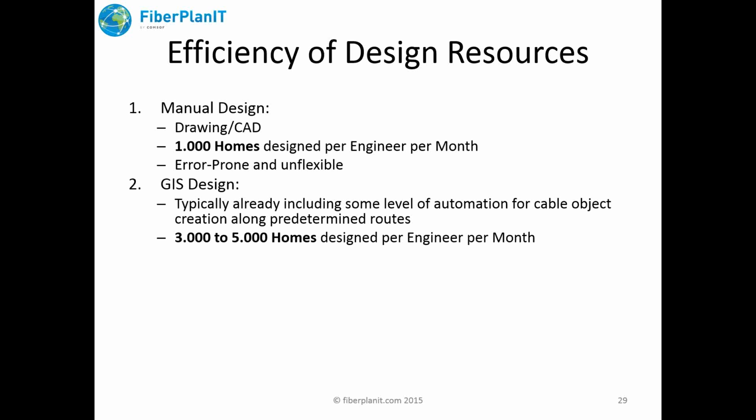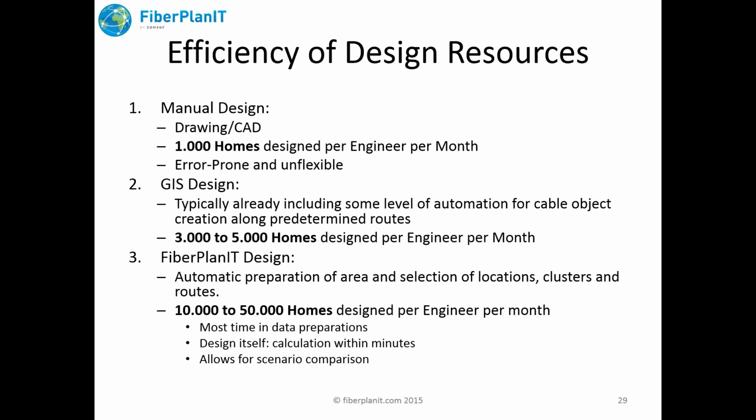Changes are not that easy to incorporate. If you look at the GIS design, so already some level of automation is involved there, cable object creation and so on, then we are looking at 3,000 to 5,000 homes designed per engineer per month. But with FiberPlanIT helping the designer and proposing optimized designs, so as I've shown briefly, the automatic preparation of areas and clusters, then we can go up to 10 to 50,000 homes designed per engineer per month. Most of the time will be in the data preparation, and the design itself takes only minutes. And this again allows the possibility to compare scenarios and see what would happen if we choose point-to-point over PON, for example.